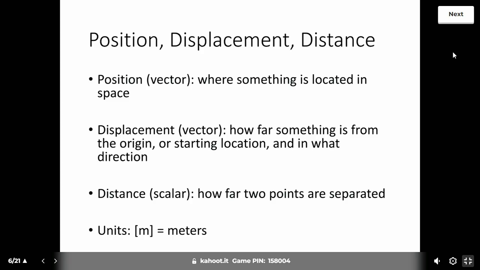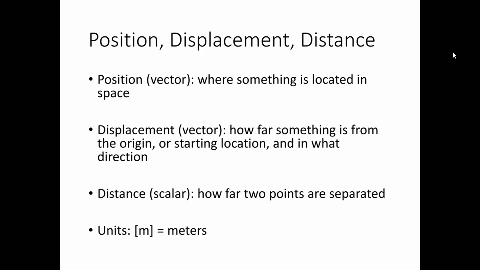The first physics term we're going to talk about is position. Position is a vector, so that's where something is located in space. So I'm currently at the front of the classroom, so if we said that the door was our origin point, then you could say I'm, from your point of view, maybe 3 meters to the left of the door.